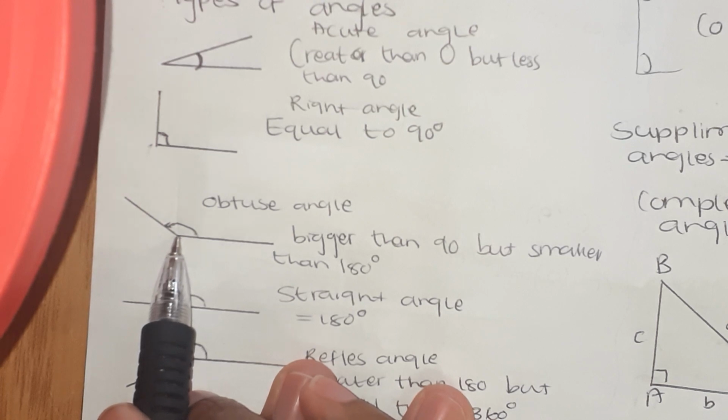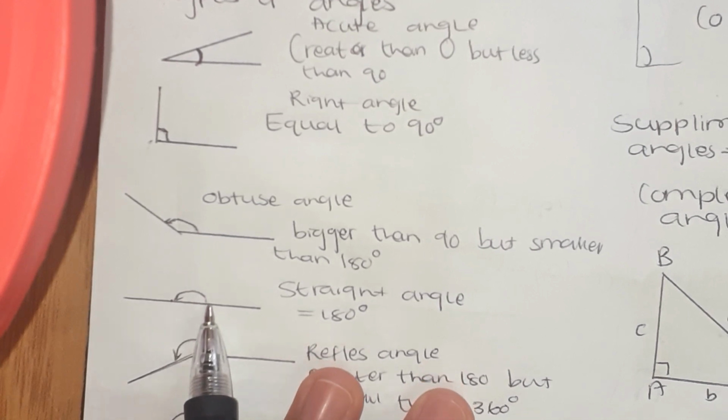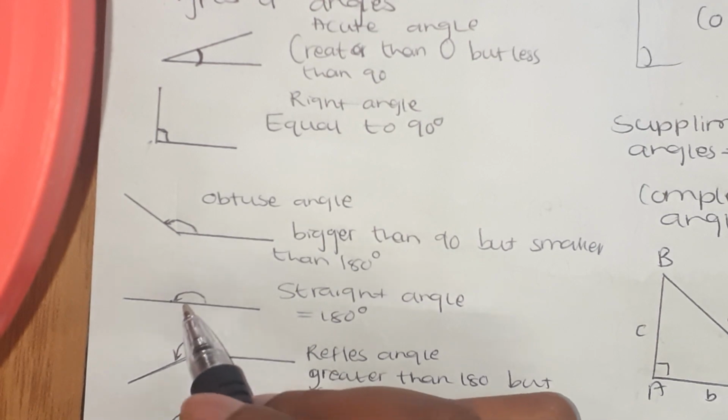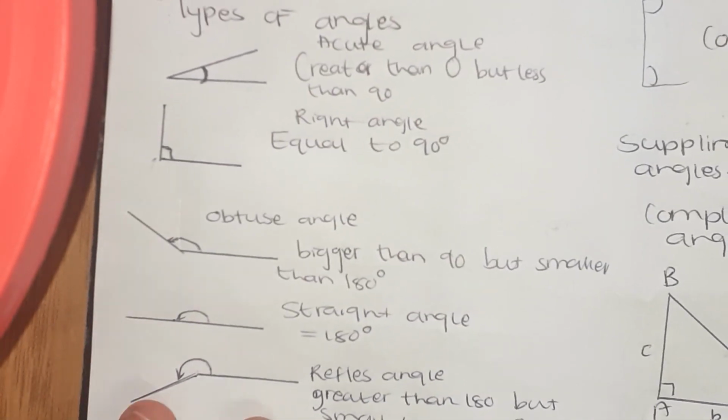Because if this was a Cartesian plane, 180 is here, right? This is 180. Like you see it here. This is 180. So this is a straight line. A straight line equals 180.